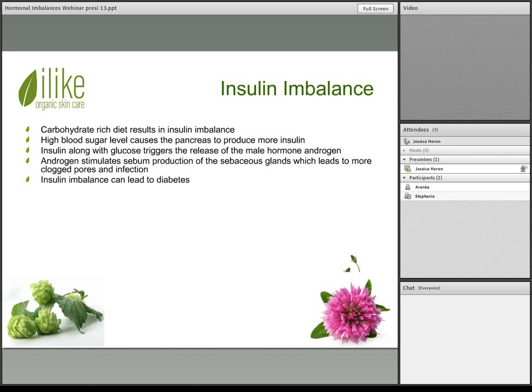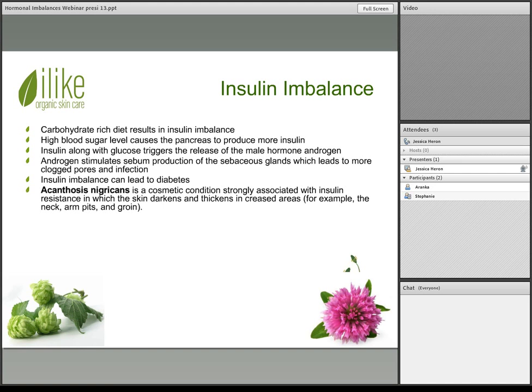Insulin imbalance can also lead to diabetes, a disease that is related to insulin imbalance. Also, some other skin conditions that are common are acanthosis nigricans, which is a cosmetic condition strongly associated with insulin resistance, in which the skin darkens and thickens in increased areas. So for example, in the neck, around the armpits, and on the groin. Typically, the lower half of the body is where you'll notice it becoming more dominant, with darker, thickened areas of skin.